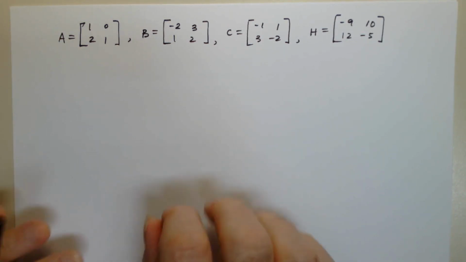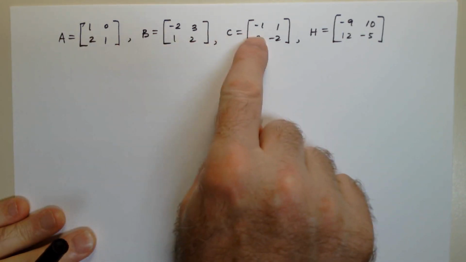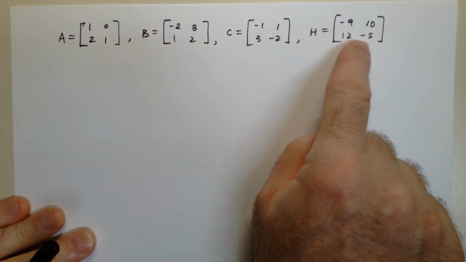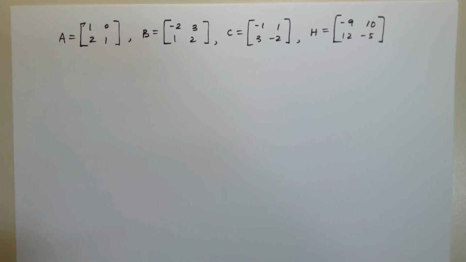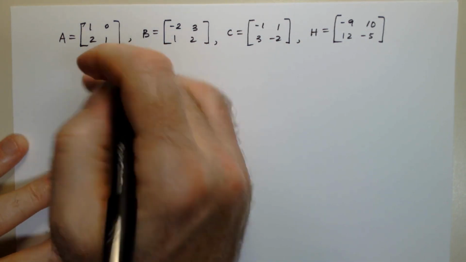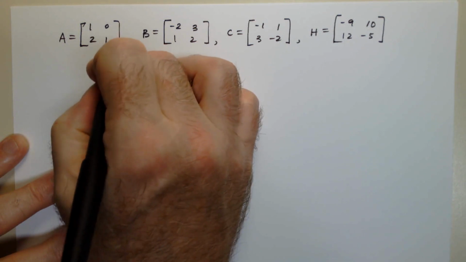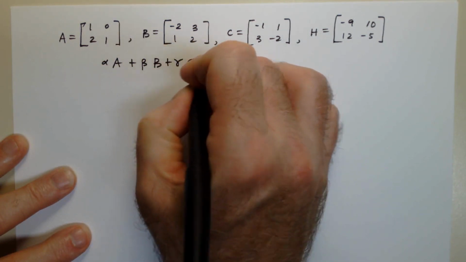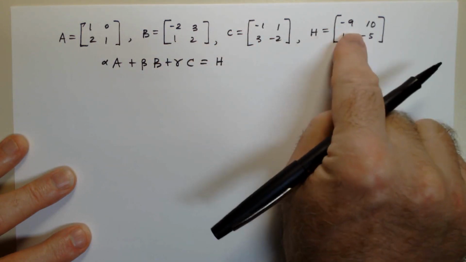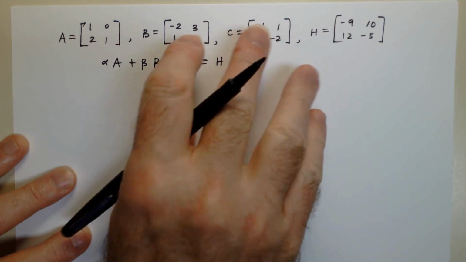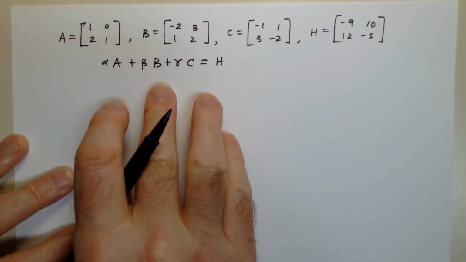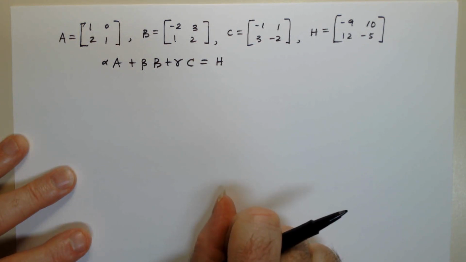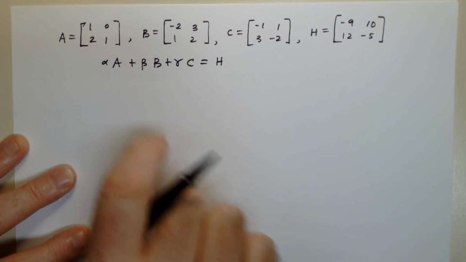The problem before us is to see if we can combine A, B, and C, form a linear combination of A, B, and C to produce H. So we know in principle what we have to do is look for some coefficients. Let's call them alpha times A, beta times B, and gamma times C that would produce this matrix H. If we can do this, then H is in the span of A, B, and C. If we can't solve this equation for alpha, beta, and gamma, then H is not in the span of A, B, and C. So let's think about what this means.